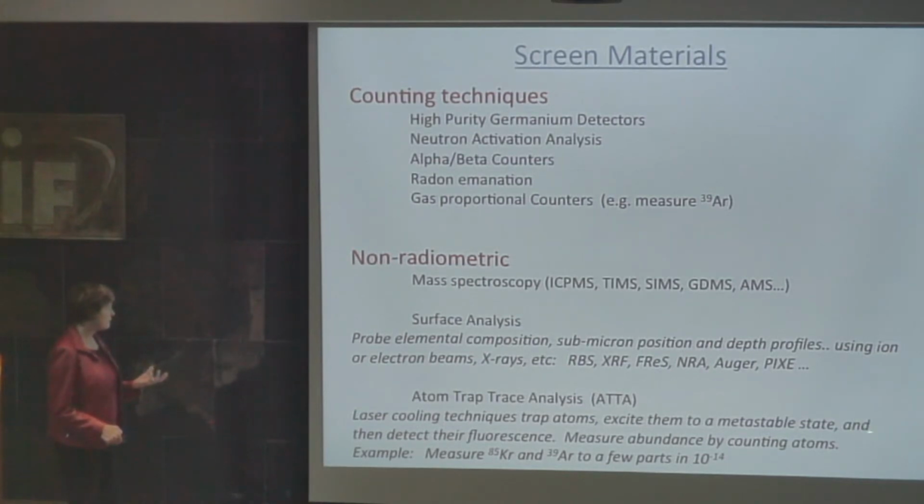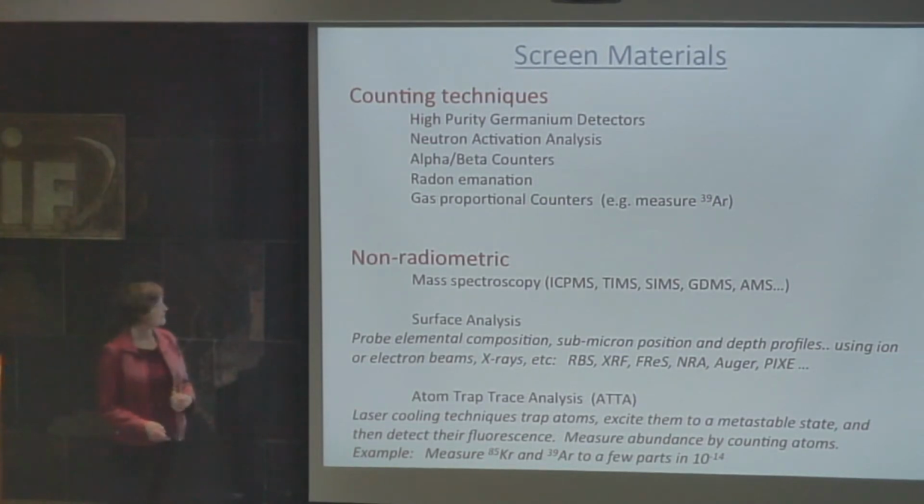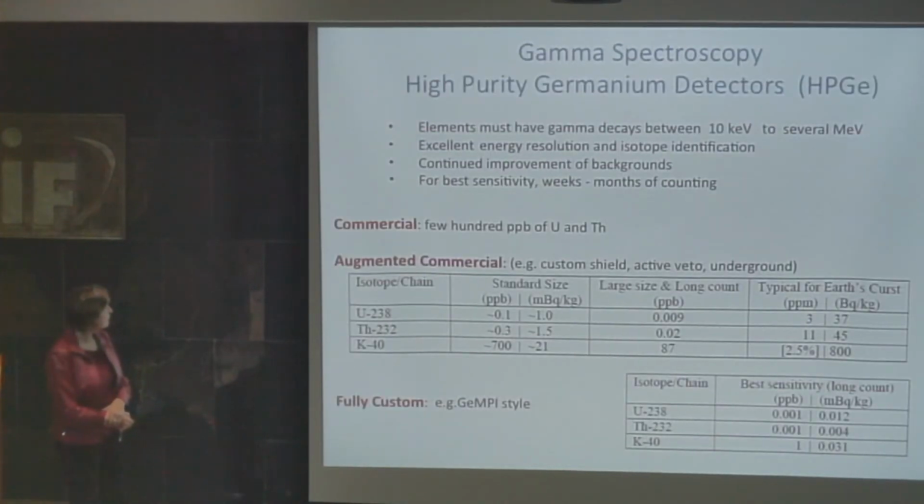And of course, atom trace analysis, ATTA, you actually trap the atoms, excite them to a metastable state, and then detect their fluorescence. So this is a way to actually count individual atoms, and it's been done, I think, by xenon, but certainly by EXO. And this is a way to measure krypton 85 and argon 39 to a few parts in 10 to the minus 14, so it's extremely sensitive. So just a comment now, so let's go through a few of those in detail.